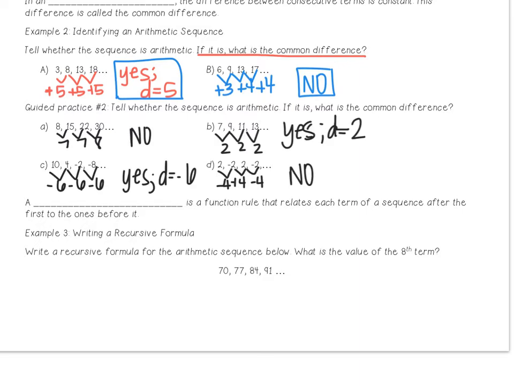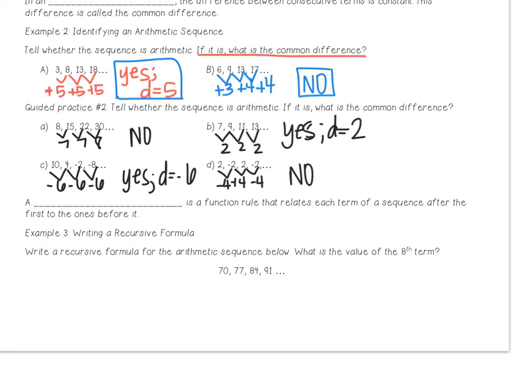Alright, so for A, you're adding 7, then 8, so it's not an arithmetic sequence. For B, you are adding 2 every time, so it's yes, D equals 2. For C, you are subtracting 6 every time, so it's yes, D equals -6. And for D, you are subtracting 4, adding 4, subtracting 4, adding 4. So it is not an arithmetic sequence.